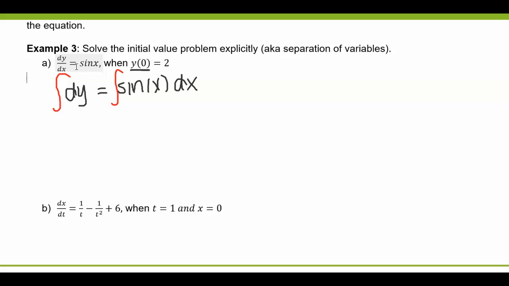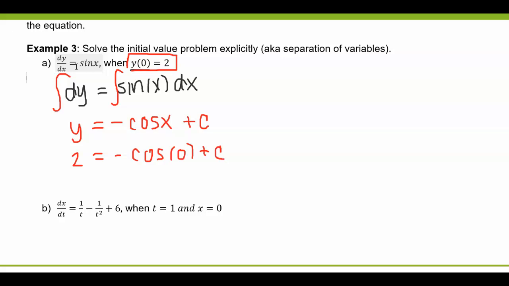So the integration of y prime is y. The integration of sine x is negative cosine x. And then plus c, because this is an indefinite integral. But this value here, that y of 0 equals 2, well, that's going to allow me to solve for c. So what that says is y is 2 when x is 0.